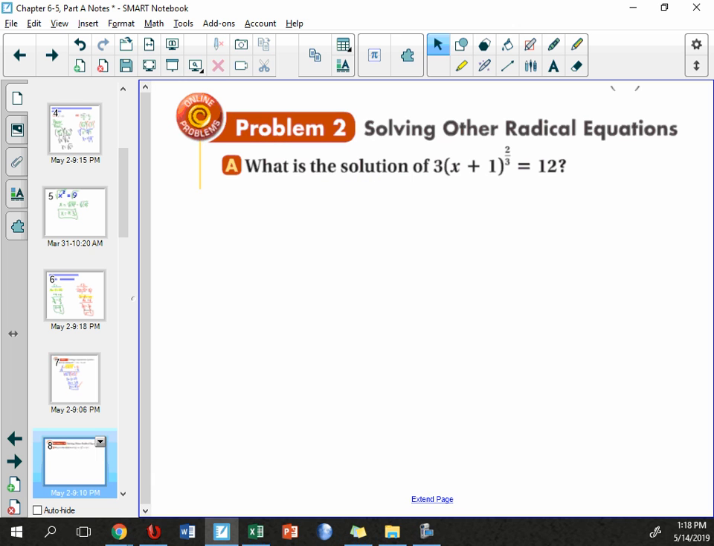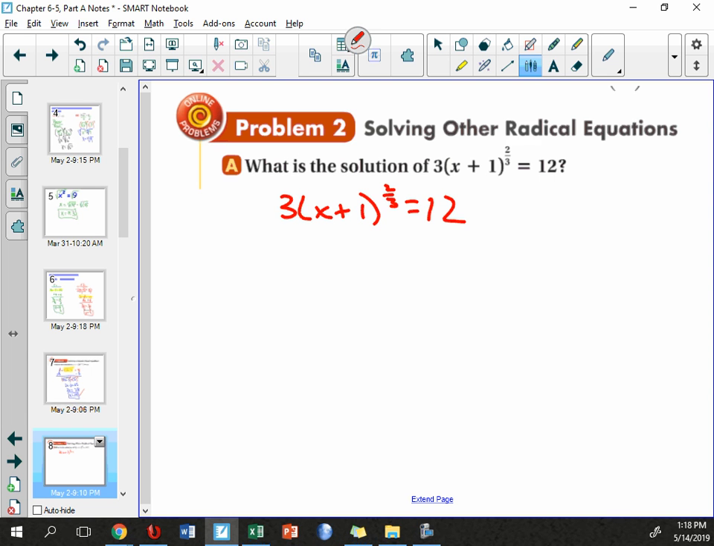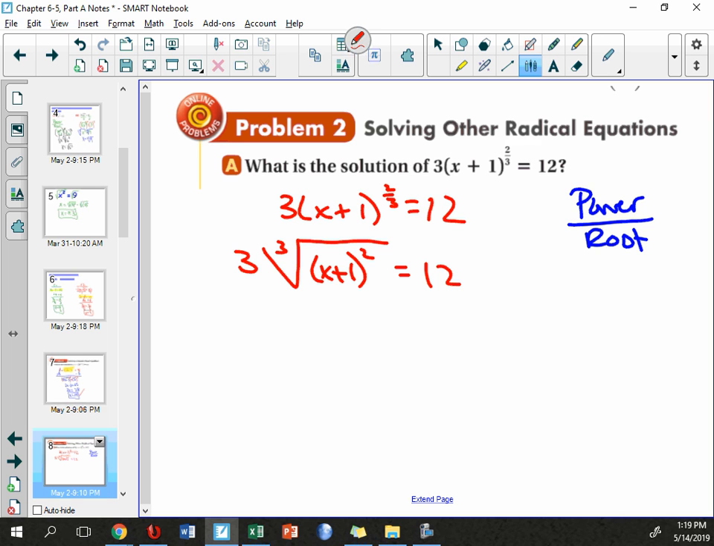Let's do it again. What is the solution of 3 parenthesis x plus 1 to the 2/3 power equals 12? What do we not like about this problem? The fractional exponent of 2/3. Now, we've already heard me say this once today: power over root. So we're going to rewrite this. The 3 has an exponent of 1, so it stays on the outside. The root is a 3, and the power is a 2. So you're going to have 3 times the cube root of x plus 1 squared is equal to 12.